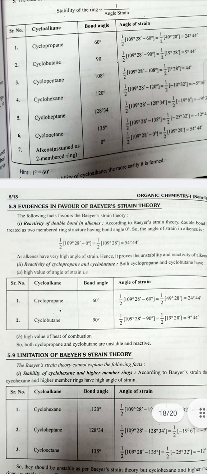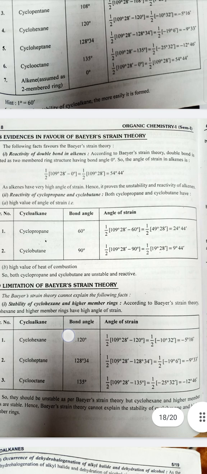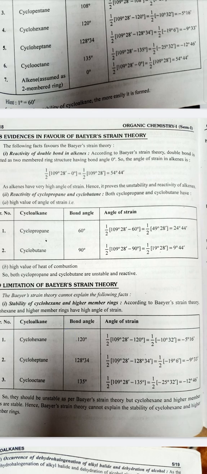Evidences in favor of Bayer's strain theory. The following facts favor Bayer's strain theory. Number 1. Reactivity of double bond in alkenes. According to Bayer's strain theory, a double bond is treated as a two-membered ring structure having bond angle 0 degrees. So the angle of strain in alkenes is very high, and as alkenes have a very high angle of strain, it proves the instability and reactivity of alkenes.